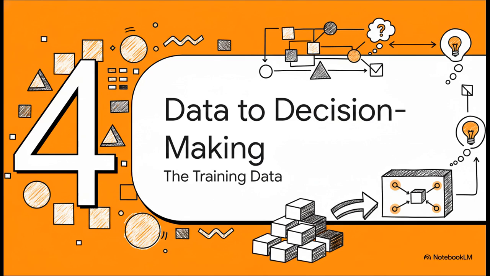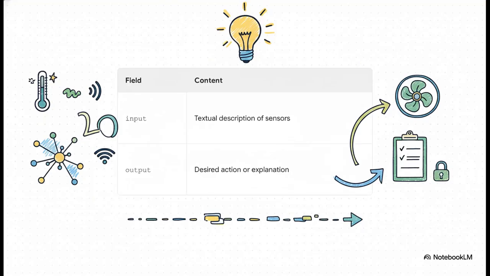Okay, so now we get how the data gets into the model in a language it understands. But how does the model learn what to actually do with that information? Well, like with all AI, it comes down to the data you train it on. And this, right here, is the real aha moment. It's actually pretty simple. You train the model on thousands of these input-output pairs. The input is just a plain text description of what the sensors are seeing: temperature is high, motion detected. And the output is the exact action or explanation you want it to generate: activate cooling system and log activity. After seeing enough examples, the LLM just learns the pattern.